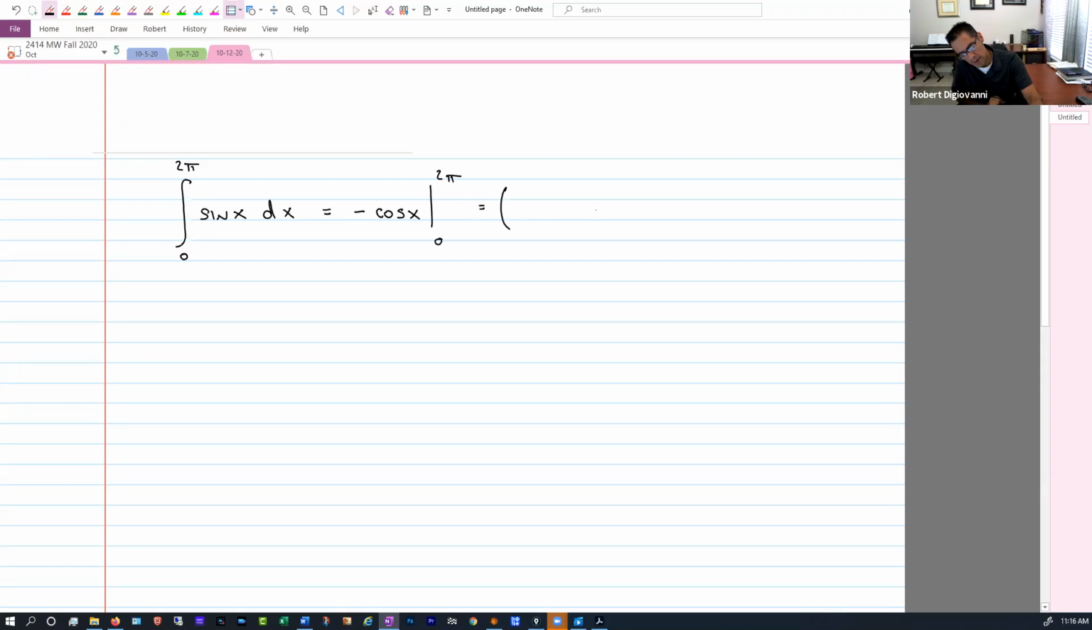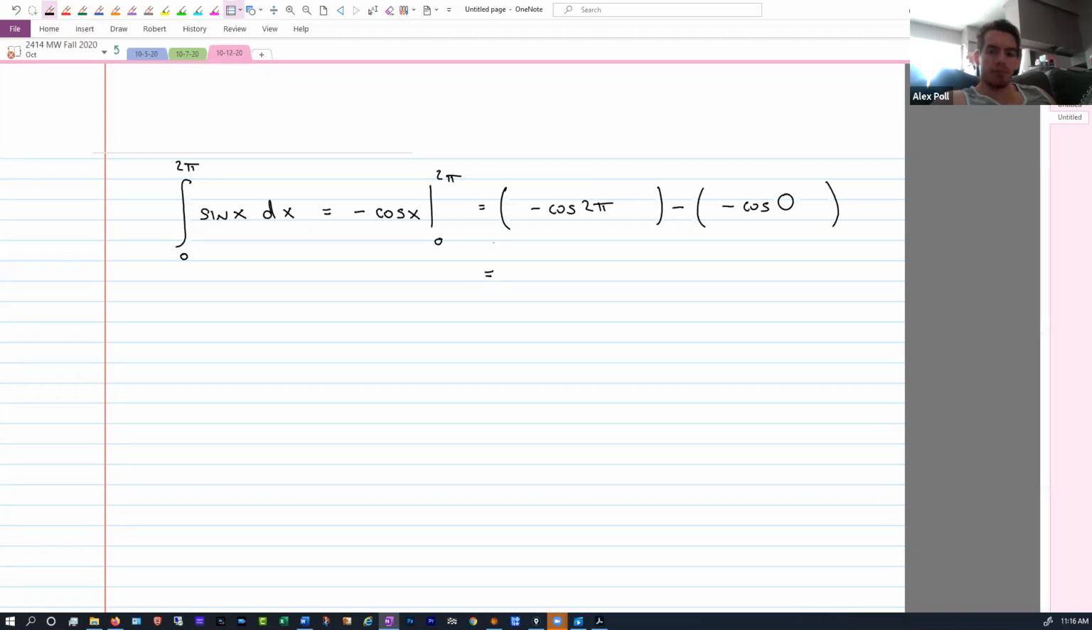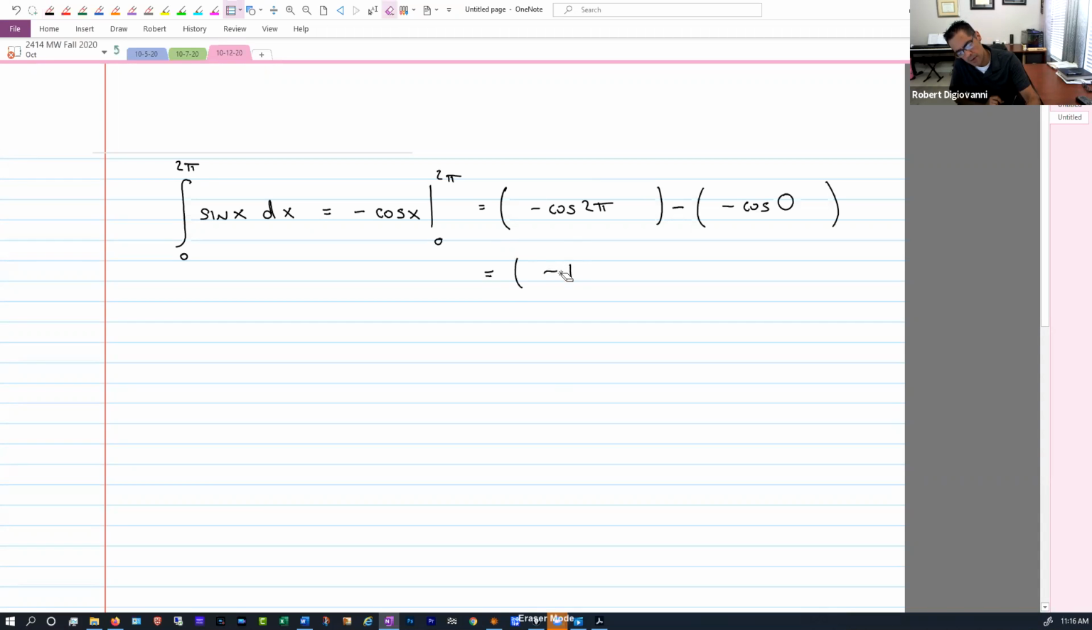Okay, so we're going to have two things we're going to subtract. First, we plug in 2 pi, so we get negative cosine 2 pi. And then we go negative cosine of 0. What is cosine of 2 pi? 0 or 1, my bad. 1. Okay, so that becomes negative 1, minus over here, negative, okay, cosine of 0 is also 1. So we get, what is that, negative 1 plus 1? We get 0.